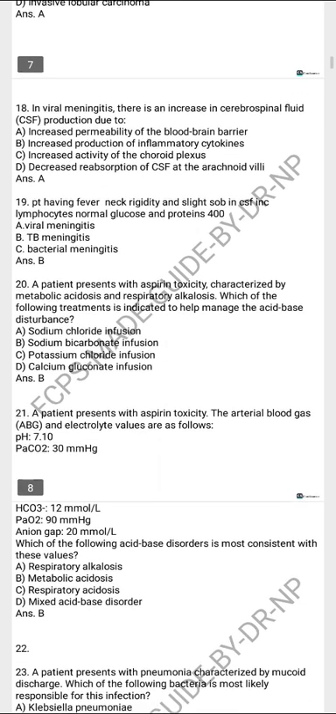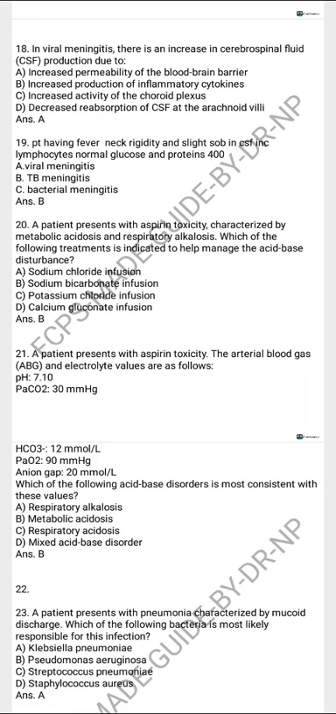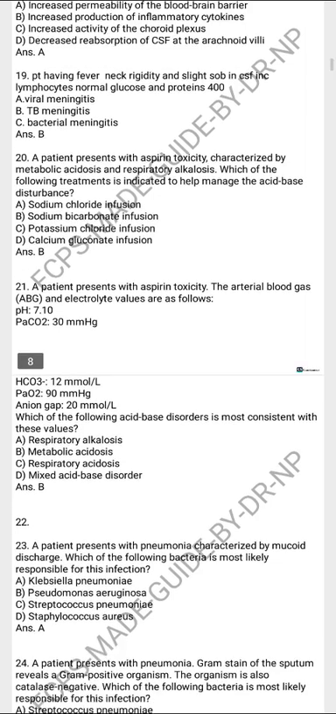The patient presents with aspirin toxicity characterized by metabolic acidosis. The following treatment is indicated to help manage the acid-base disturbance: a sodium bicarbonate infusion. The patient presents with aspirin toxicity, and the arterial blood gas and electrolyte values are as follows. This is basically metabolic acidosis.